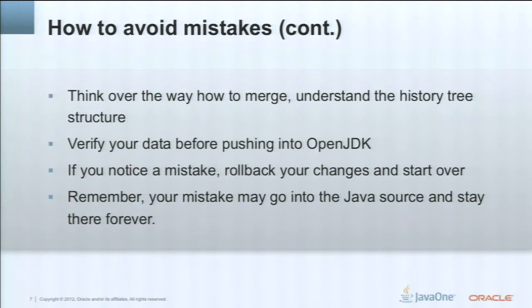Then you need to always verify your data before pushing anything to OpenJDK. If you notice any mistake, for example, if you already made a mistake and committed that mistake into your local repository, just do a rollback and do everything again. And definitely you need to remember that if you make any mistakes, for example, in a bug ID, that mistake could go forever into the OpenJDK source tree. And it will be really, really hard to search later for the right bug ID inside the repository tree.